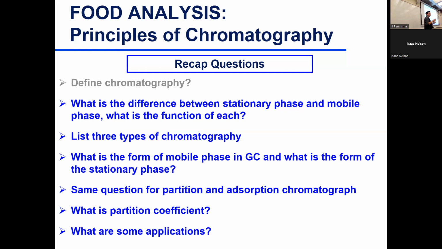And TLC is part of LC, Stella. It's liquid chromatography, but it's planar versus column. What is the form of mobile phase in GC? Lisa: Gas. Yes. So when we say gas chromatography or liquid chromatography, we're really referring to the mobile phase.